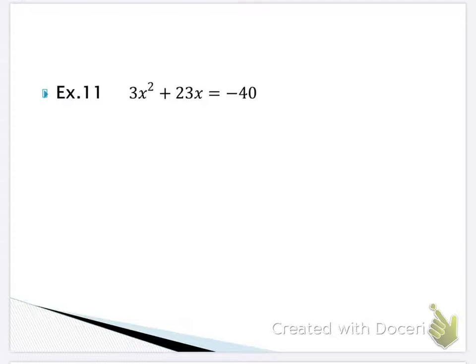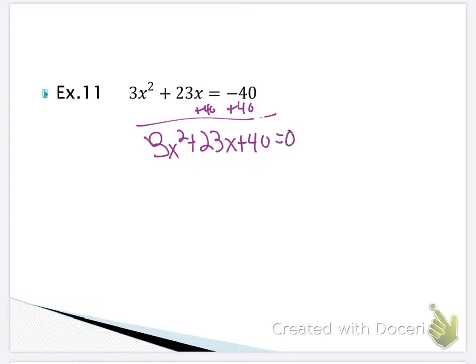Okay, and then we're here. We know that this one's not going to work because it's not in standard form, so we've got to get it equal to 0. Add 40 to the other side. We get 3x squared plus 23x plus 40 equals 0. This tells me same sign, positive. We have to use the bubble method because there's a leading coefficient that's not factorable out. Can't factor it out. So that's 3 and 1.